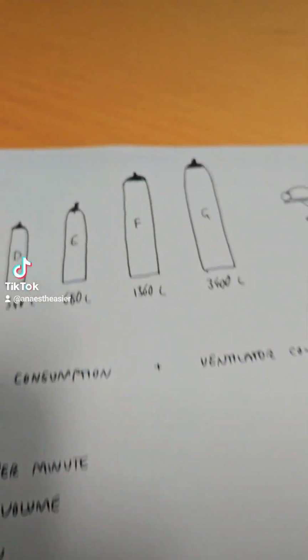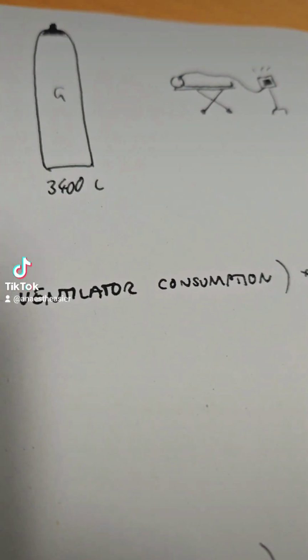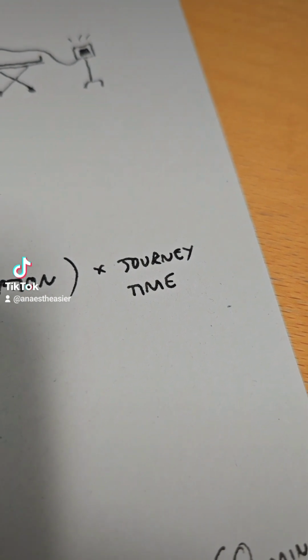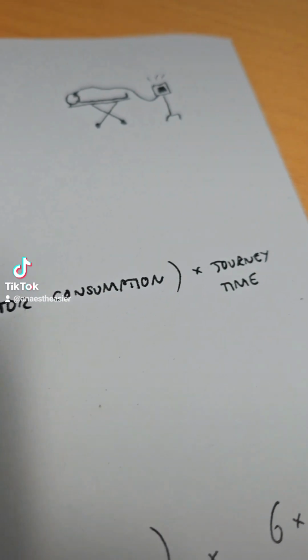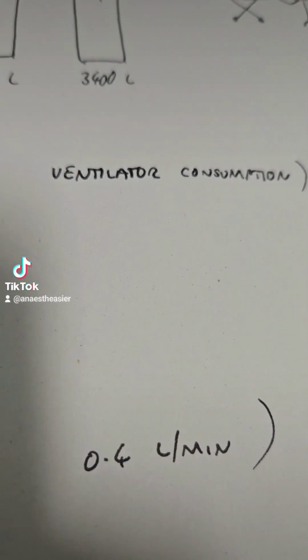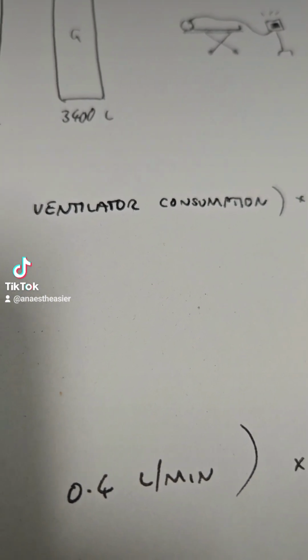So our equation is, we need to know how much the patient's going to consume, we need to know how much the ventilator's going to consume, and we need to know how long our journey is going to be. So let's say we're going to go on a 6-hour transfer, and our ventilator on the manual says it consumes 400 millilitres per minute, or 0.4 litres per minute, to drive the ventilator for the patient.